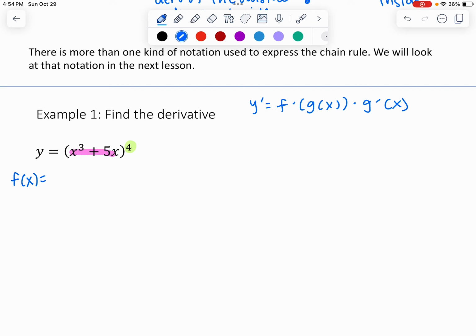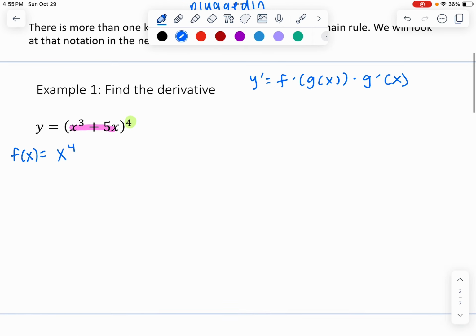My outside function is x to the fourth power. I'm basically just covering up the inside part, and then I'm thinking of it as blank to the fourth power. So x to the fourth power. The derivative of that, if you look at the chain rule, we do need the derivative of f. So I'm going to write the derivative of f, and that is 4x cubed.